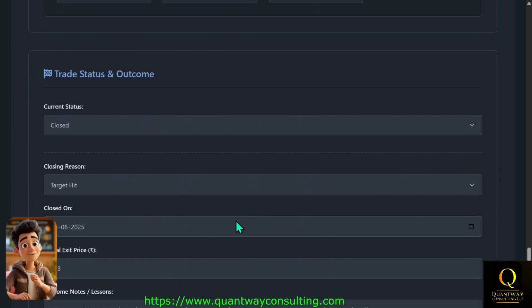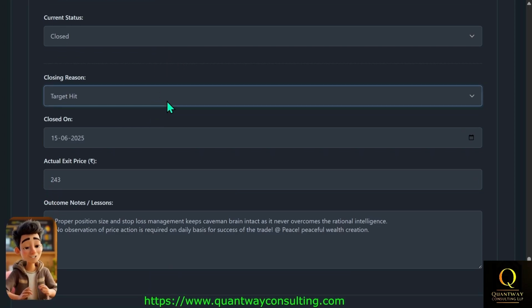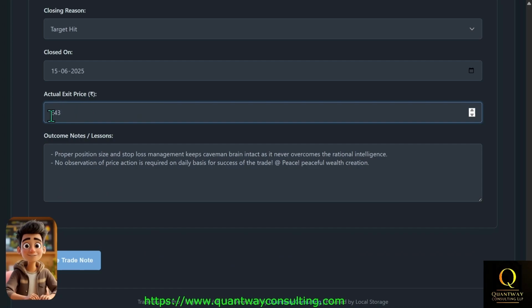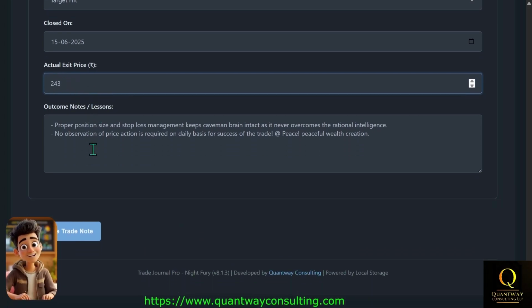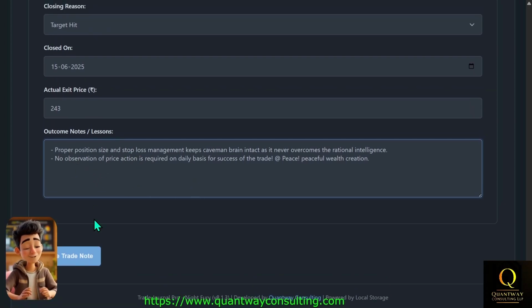This trade is closed on an imaginary basis to showcase how the trade journal works. Closing reason was stated as trade closed as target was hit. Close on date is stated to be 15 June 2025. Actual price is the price at which the stock was sold. Here it is stated as 243 INR. In outcome notes, lessons, you can put in your learnings and how the trade went, how implementation might be improved further. Next, you have to save the trade note using this button.